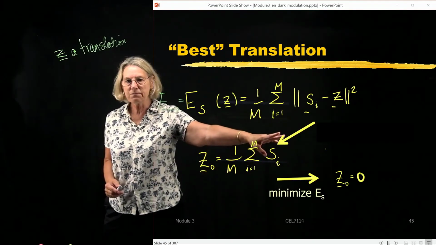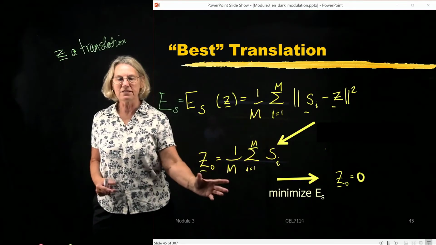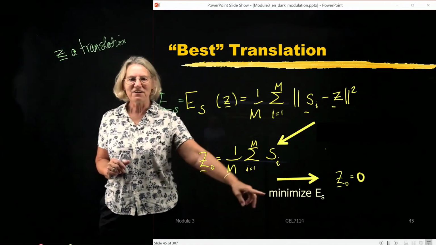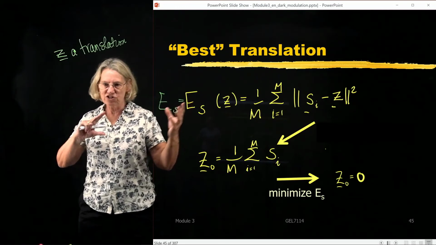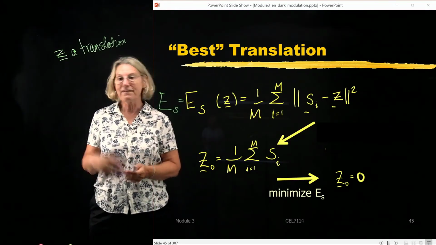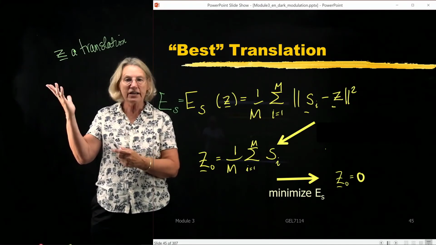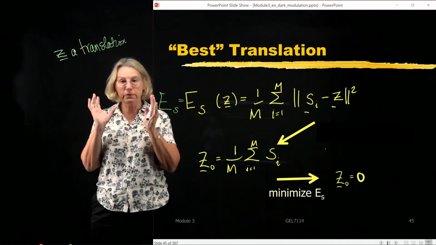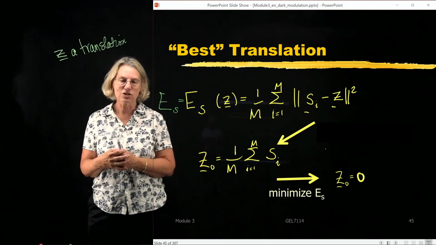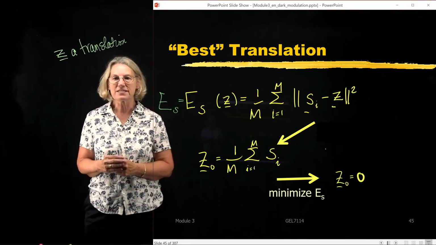So I'm very energy efficient. I want to keep the d min as large as possible. That means center everything at the center of mass. And finally, to minimize the energy, I would put that center of mass at the origin. And that's what we've seen when I started with the center of mass at the origin for BPSK in particular. That gave me the most energy efficient solution and the best performance.